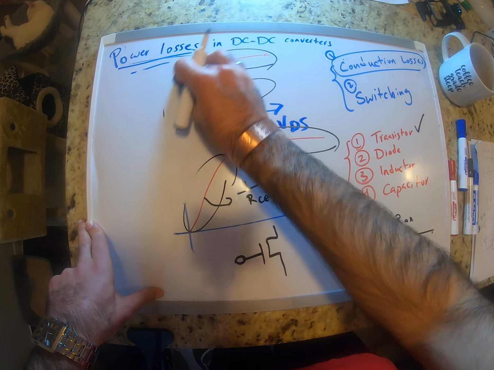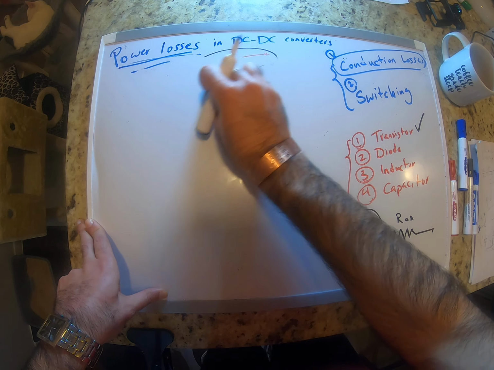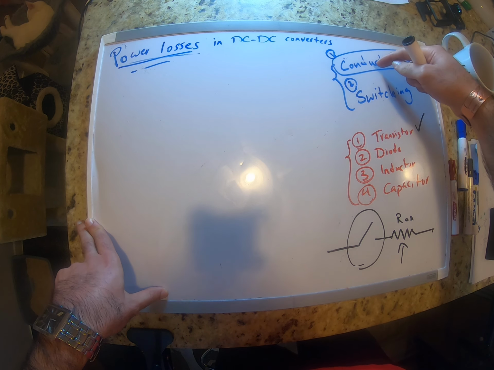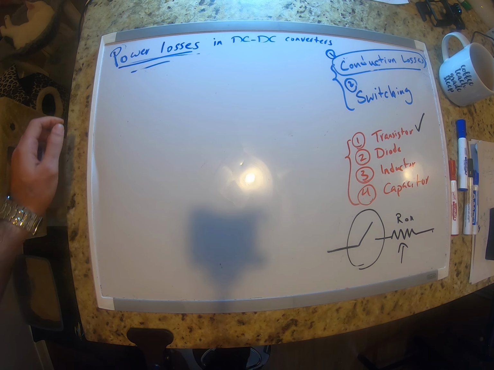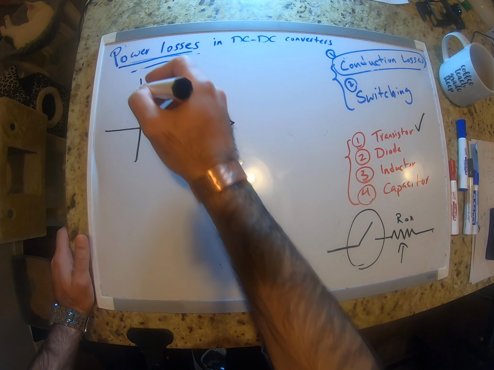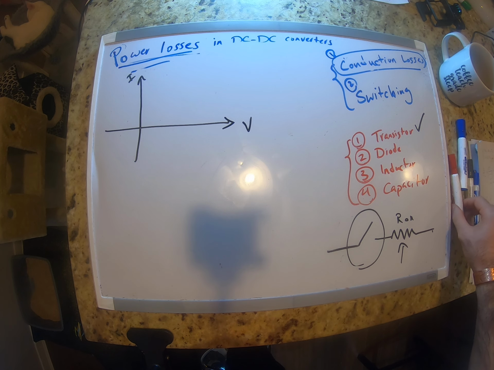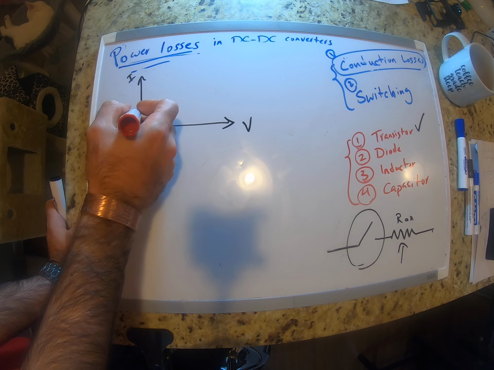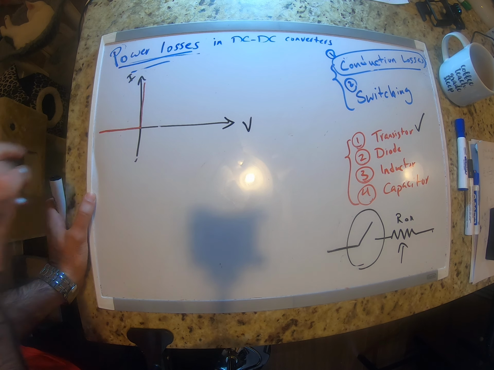The second thing is the diode. There are two types of losses that happen in the diode: one is conduction, one is switching. Right now we're going to talk about conduction losses. If you remember, we talked about the I-V characteristic of a diode, and what we want is zero current when the voltage is negative and any current we want when the voltage is positive.